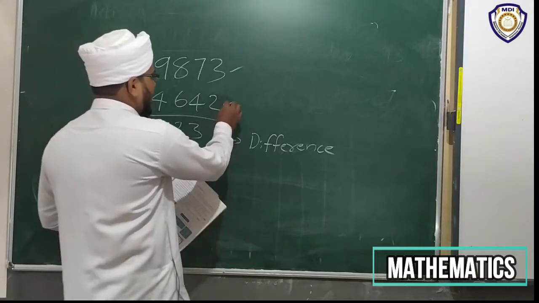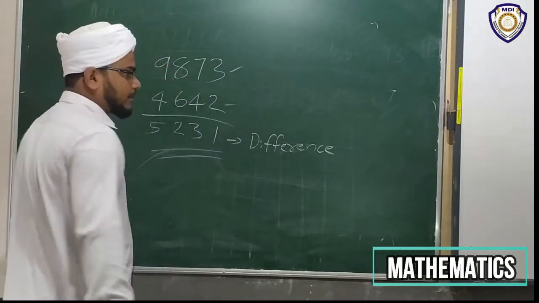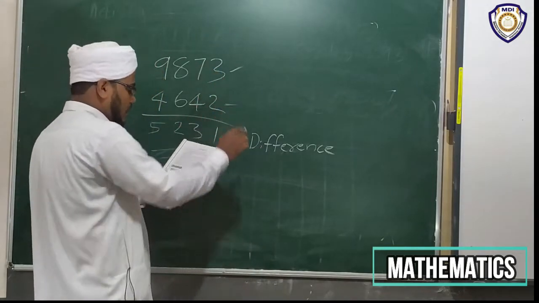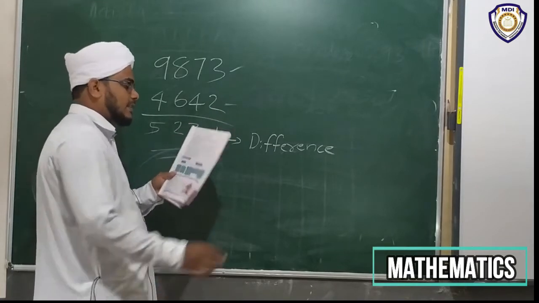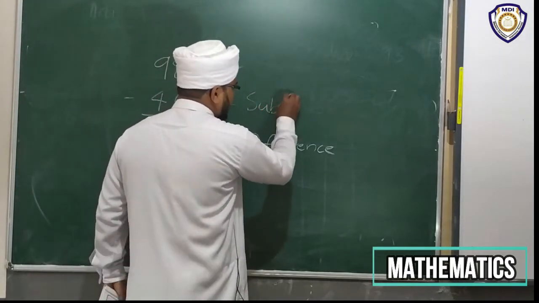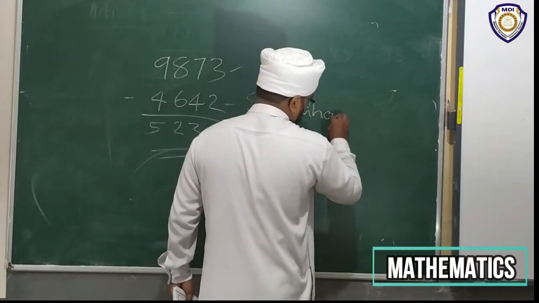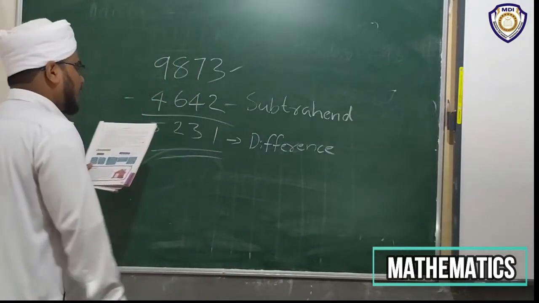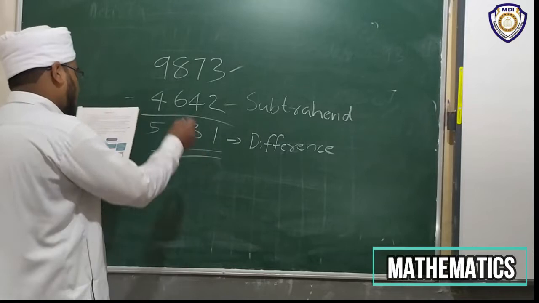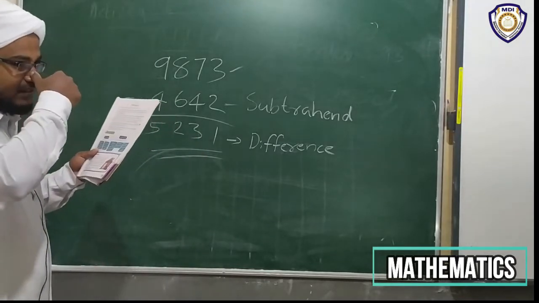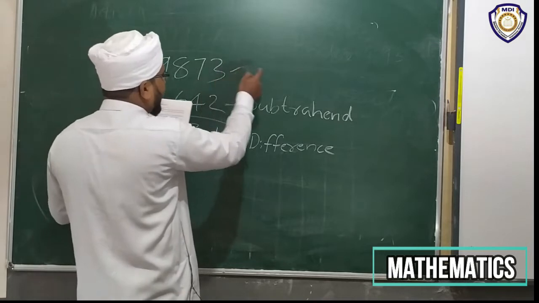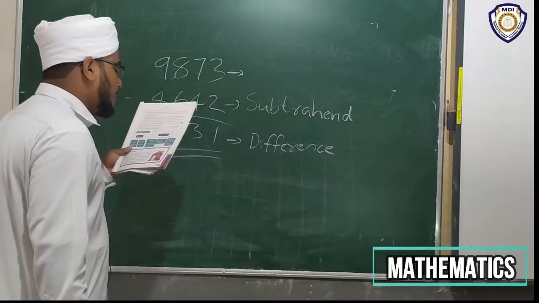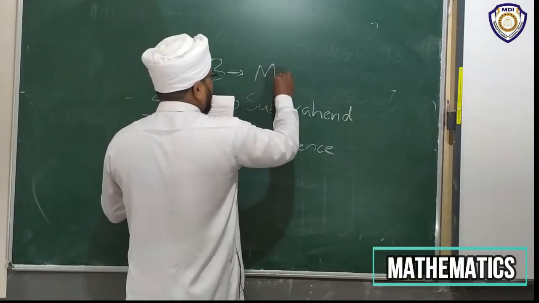Then next is subtrahend, the number which is subtracted. This number is subtracted from this number. Then this number is called subtrahend. What is subtrahend? Subtrahend. Then what is this number? The number from which another number is subtracted. It is called minuend.